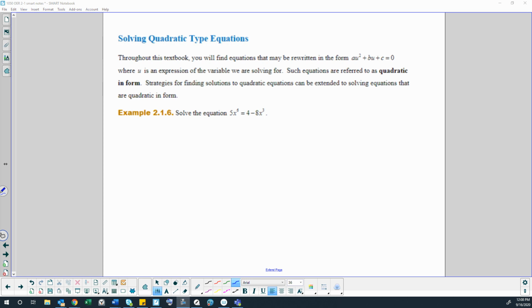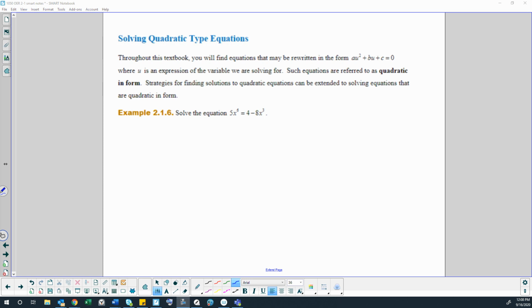Throughout this textbook, you'll find equations that may be written in the form au squared plus bu plus c equals 0, where u is an expression of the variable we're solving for. Such equations are referred to as quadratic in form. Strategies for finding solutions to quadratic equations can be extended to solving equations that are quadratic in form.